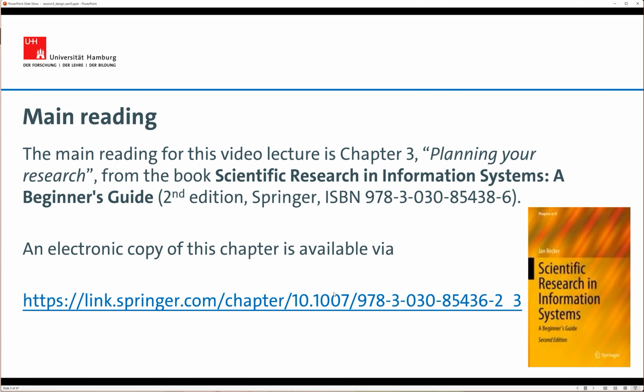The main reading for this video lecture is Chapter 3, Planning a Research, from the book Scientific Research in Information Systems, a Beginner's Guide, that is available from Springer in its second edition in 2021 as a hard copy, soft copy, ebook, or most universities provide access to PDF copies of the individual chapters through Springer Link. A URL is provided below.